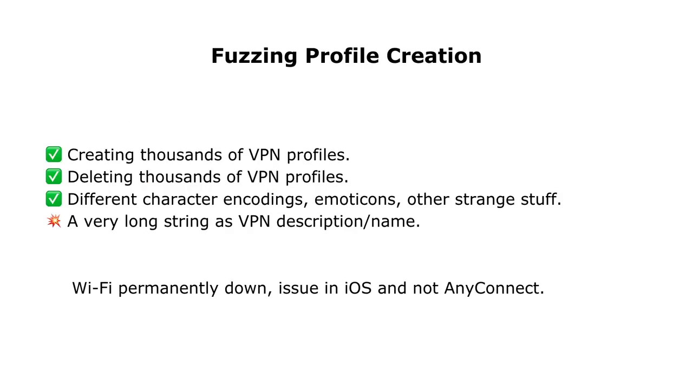Fuzz cases included creating thousands of VPN connection entries and deleting them. Moreover, using different character encodings, emojis, etc., all works without problems. However, setting a very long description or name for the VPN connection breaks network connectivity within iOS, even across reboots.